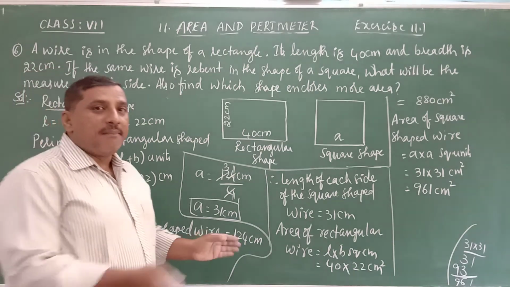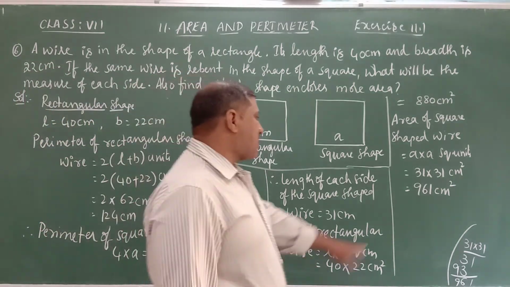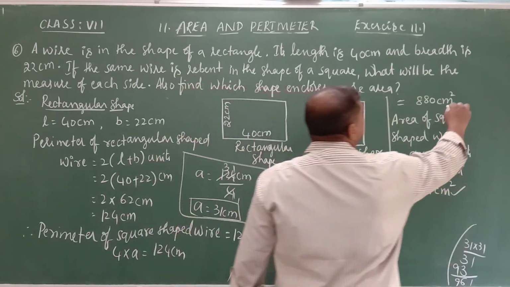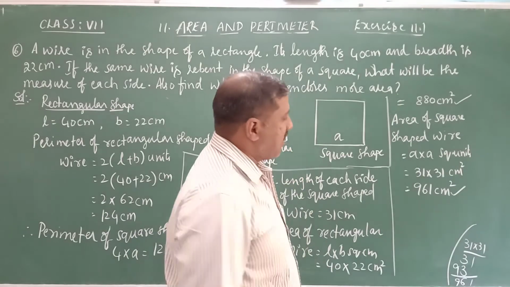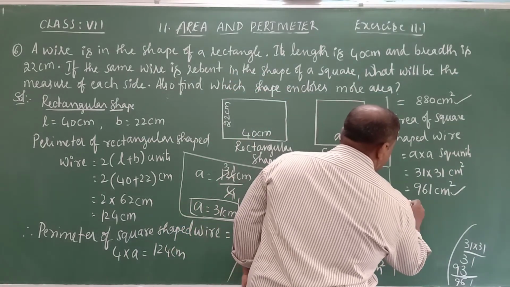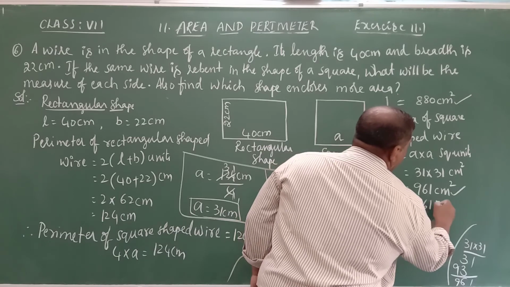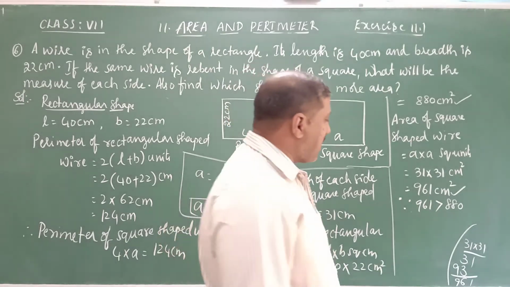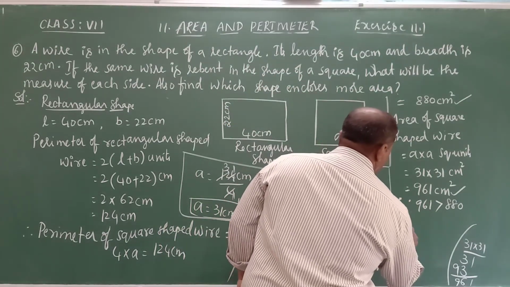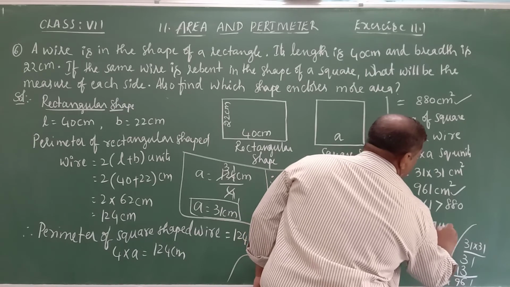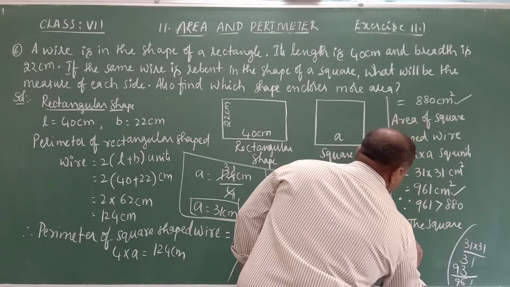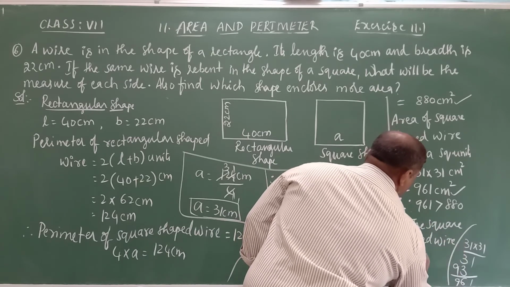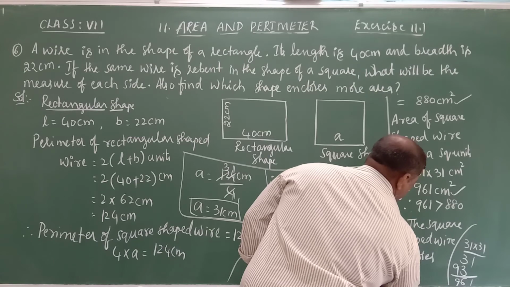Now which shape encloses more area? Compare the areas of both the shapes. The square shape is 961 centimeter square, whereas the rectangle-shaped wire is 880 centimeter square. Which is greater here? Since 961 is greater than 880, the square-shaped wire encloses more area.